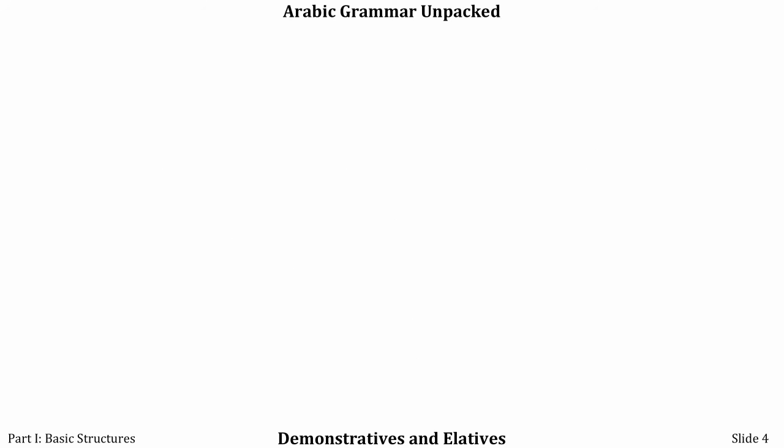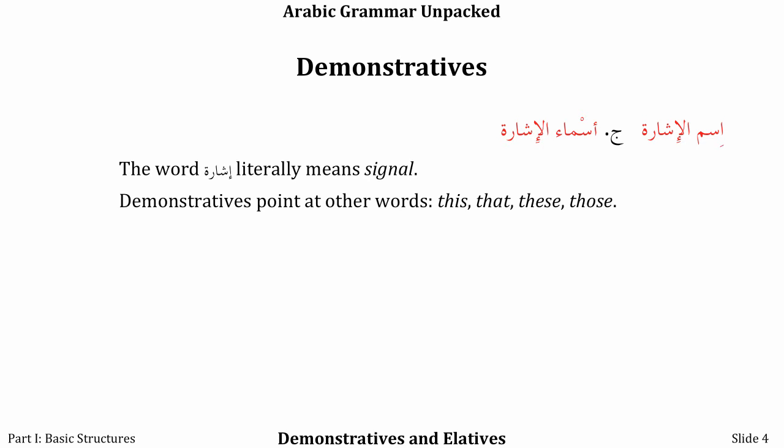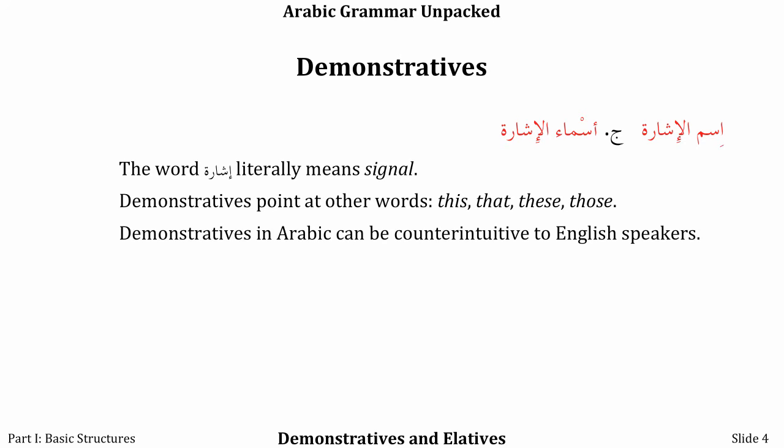Let's begin with demonstratives. In Arabic, demonstratives are called asma, or names, asma al-ishara. The word ishara literally means signal, so these are signaling names. Demonstratives point at other words: this, that, these, and those. Demonstratives in Arabic can be counterintuitive to English speakers, which is why they require special care and attention. The key fact to know is that demonstratives are always grammatically definite.